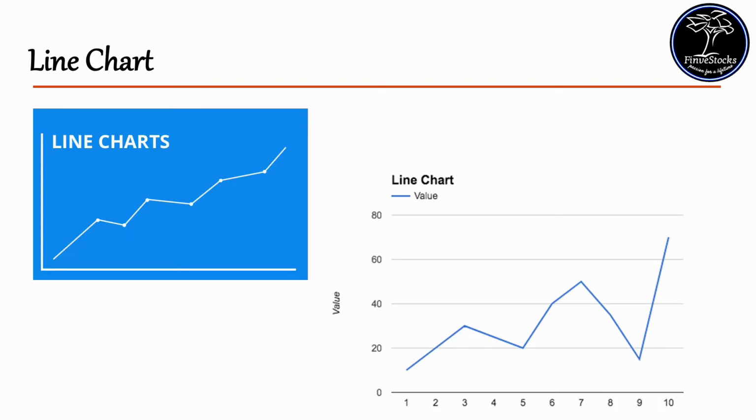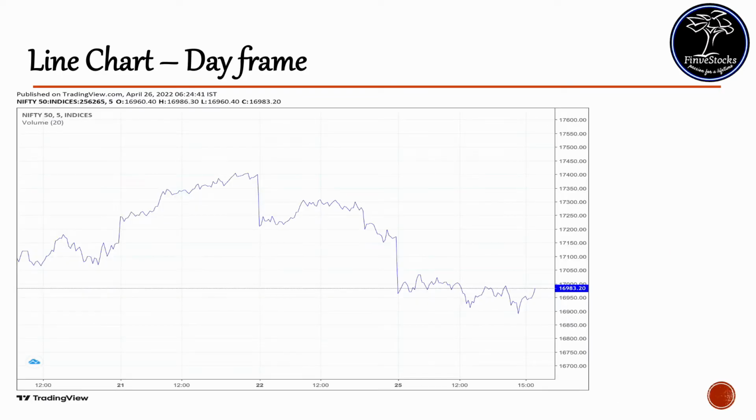Now let's see what a line chart is. A line chart is a graphical representation of stock price that connects a series of data points, that is trading days, with a continuous line. This is the most basic type of chart used in finance, and it typically shows the stock's closing price over time. A line chart can be used for any time frame, but the most common one is the day chart.